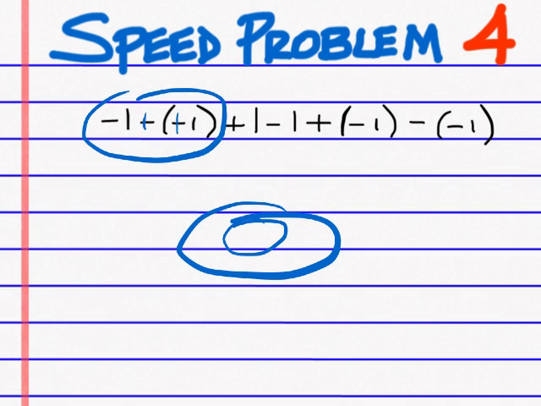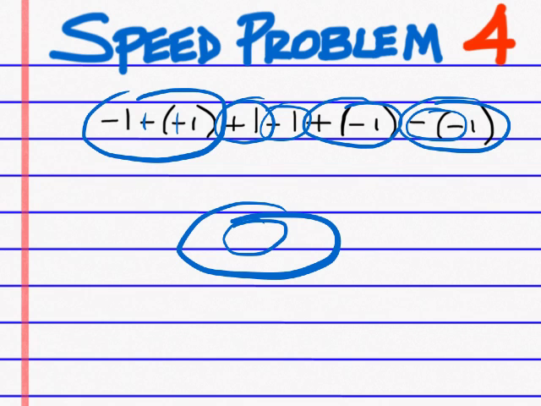Watch this. Cancels to 0. You're up 1, now you're back to 0. You're down 1 now. This goes to plus, you're back to 0.